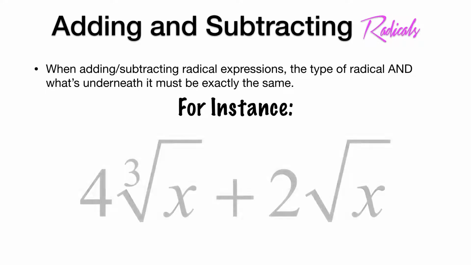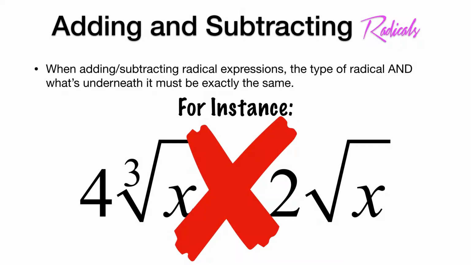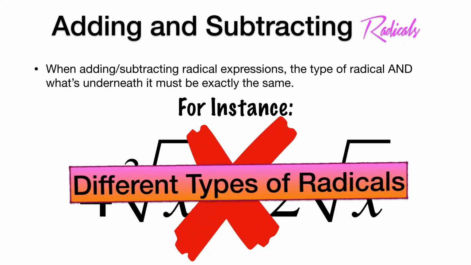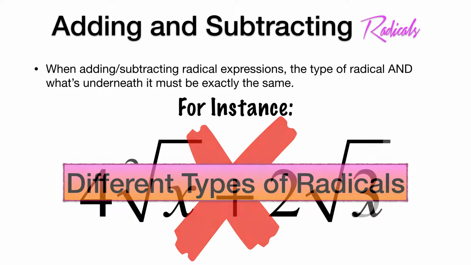For instance, let's look at this one right here. 4 cube roots of x plus 2 square roots of x. If you look, even though they're both of x, one's a cube root and one's a square root, so nope, doesn't work. And the reason why? Different types of radicals.